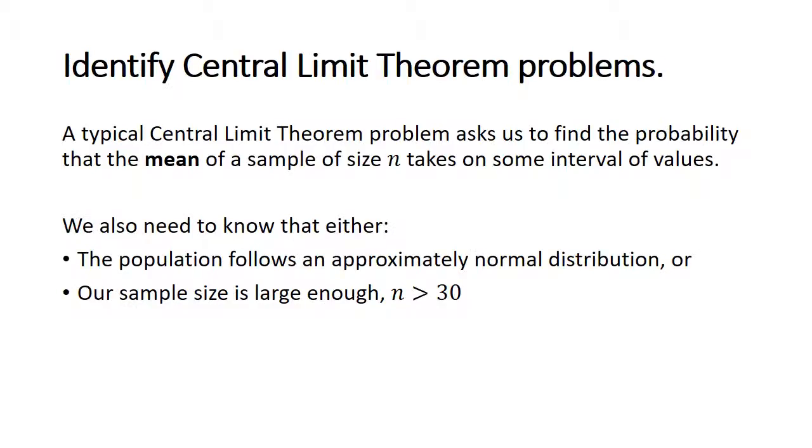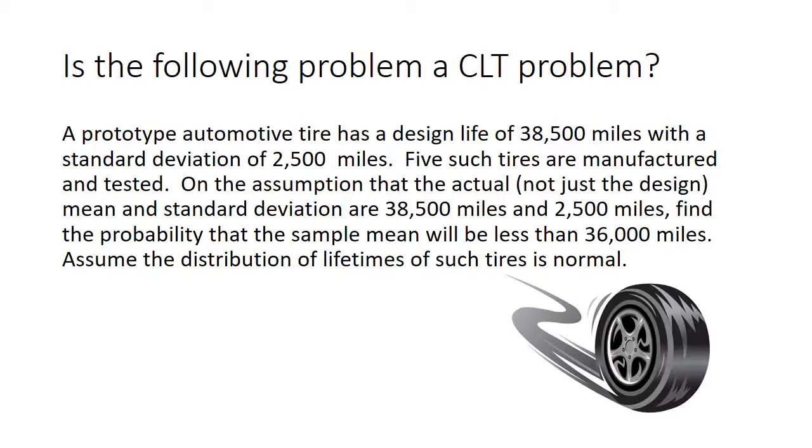Before we do problems with the central limit theorem, though, we need to decide, is this a problem that requires me to use the central limit theorem? A typical central limit theorem problem asks us to find a probability involving the mean of a sample of size n. In addition, we have to know that either the population follows an approximately normal distribution or that our sample size is large enough. If our original population is not normally distributed, then our sample size should be greater than 30 in order to use the methods that we're going to do. So, is this a central limit theorem problem?